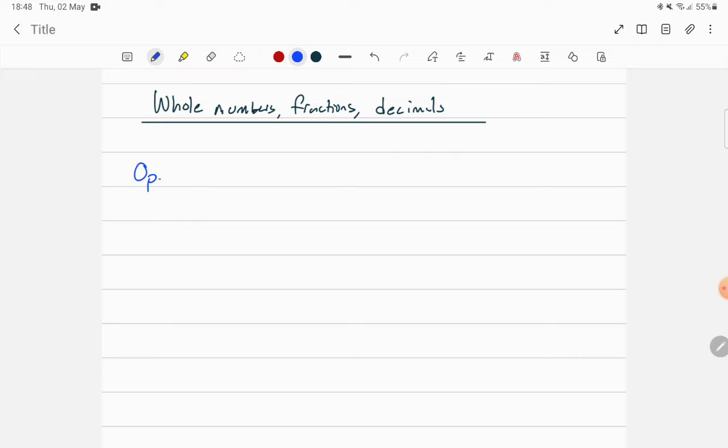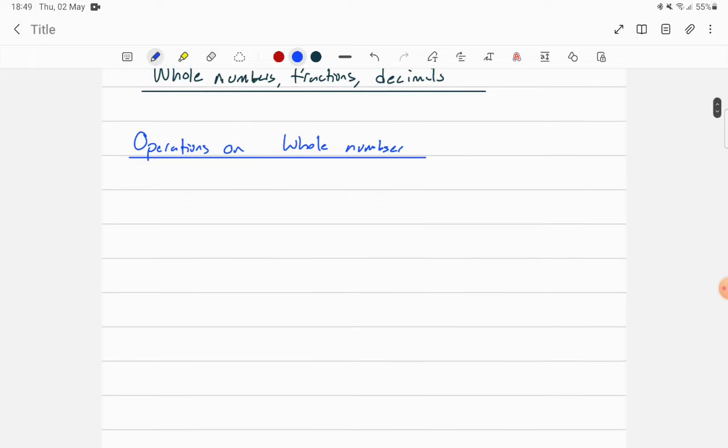Operations on whole numbers. So this is your standard calculations that you're familiar with. That's your adding, subtracting, multiplication, and division. Just a recap on those concepts, since you aren't allowed to use a calculator in this exam, so you'd have to pick up and remember these manual processes.